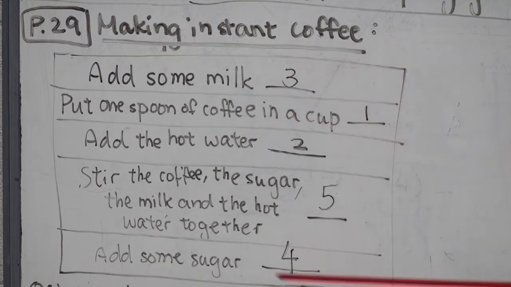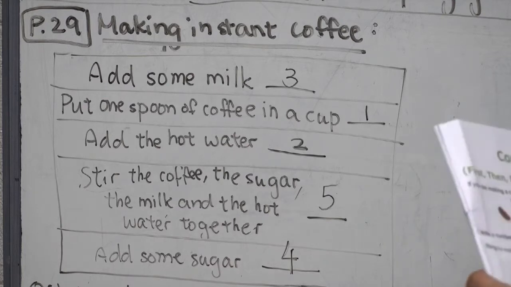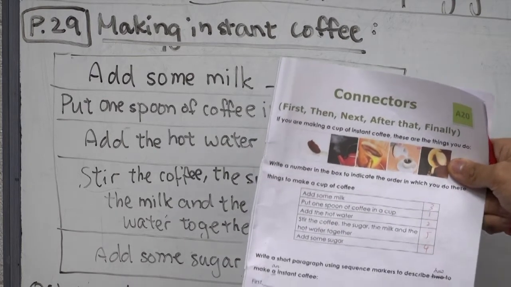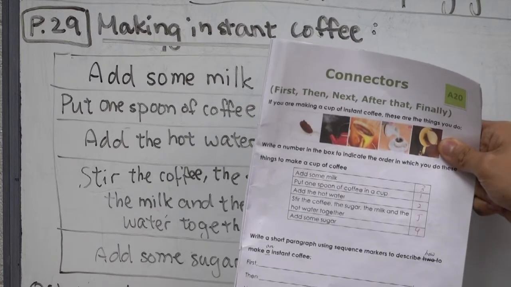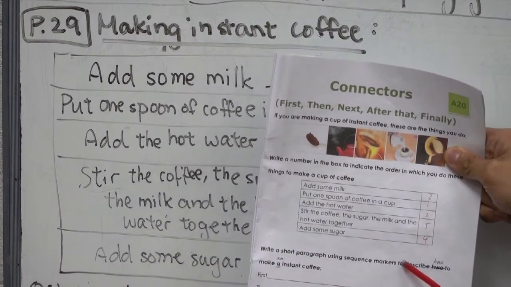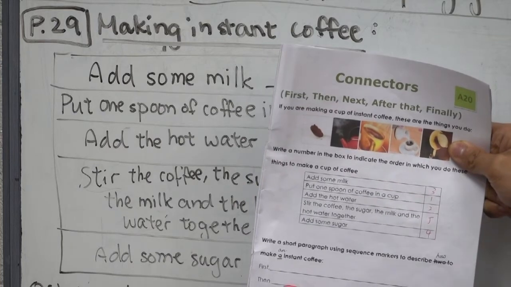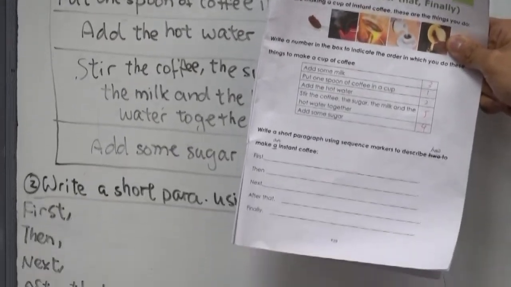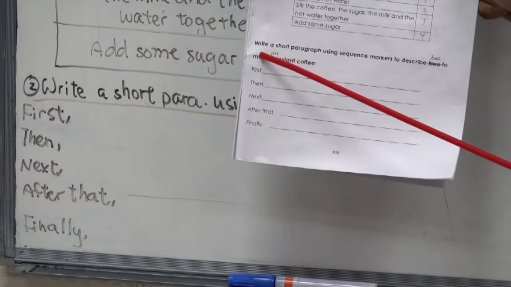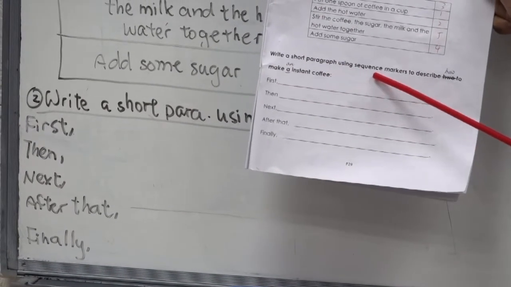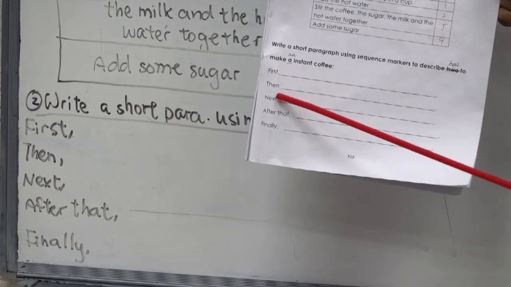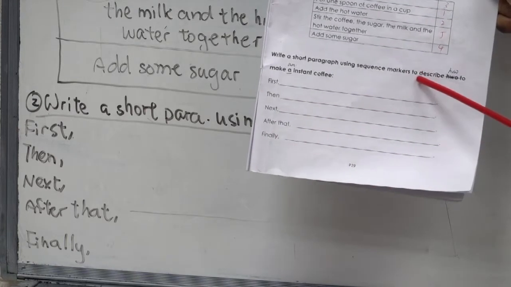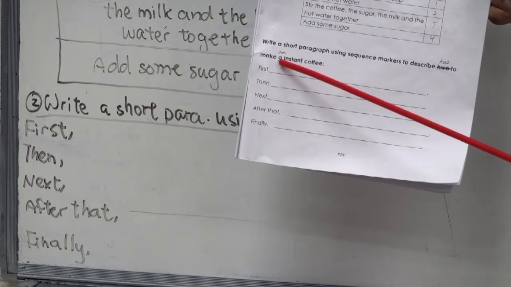Now, here we have the 5 actions. So we have first, then, next, after that, and finally, which is the same that we can find here on part 2, down below. Can you see that, everyone? Alright, so down below over here. Can they see it in the camera? Okay. Alright, so over here, write a short paragraph using sequence markers, which is first, then, next, after that, and finally, to describe how to make an instant coffee.